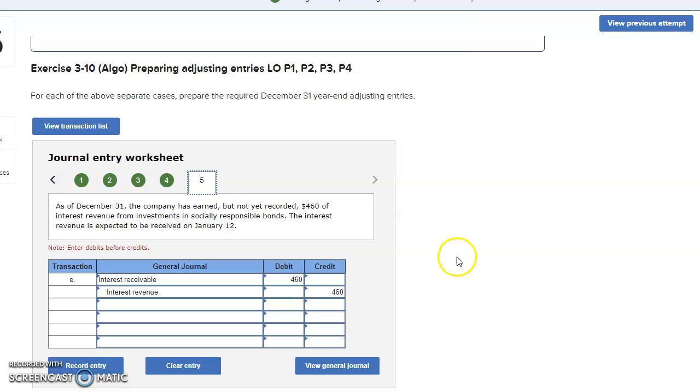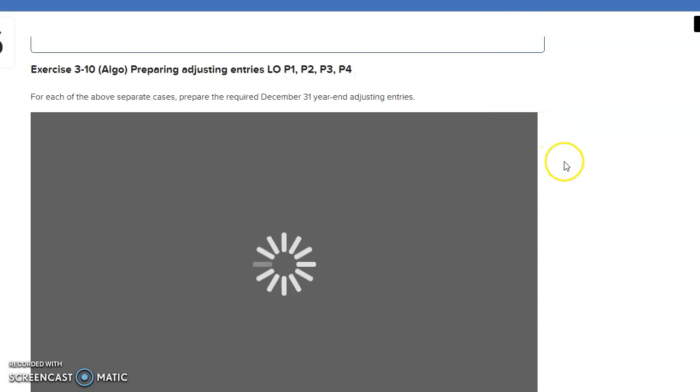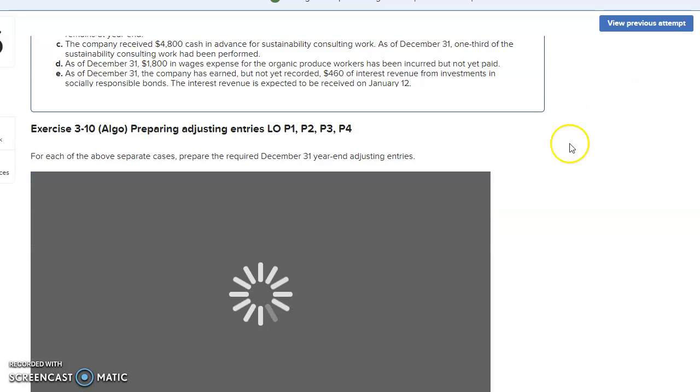Another feature that I like is the one where we go over here to check my work. I'm going to check my work, and it says that the answer is complete and correct. We have up to 3 tries, and if we can't do it, we have unlimited time, so do it as many times as we can so we can understand that one. Then you can go back to the question.